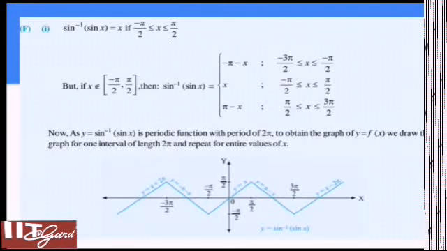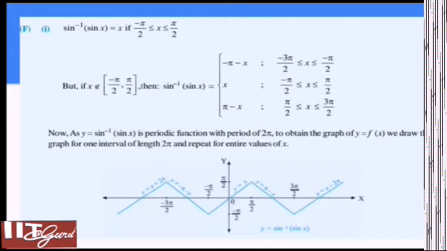Hello, let's continue to lecture 1 of inverse trigonometric functions. As we have discussed, sin inverse sin x and cos inverse cos x. Now from this lecture, we'll start from tan inverse tan x, cot inverse cot x and others. So let's take a review of sin inverse sin x.